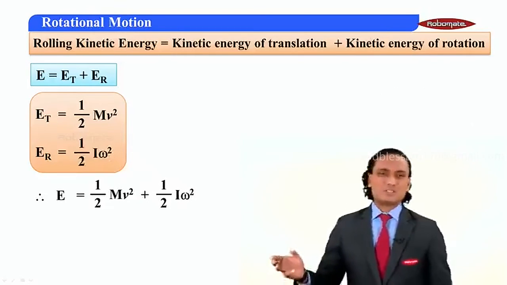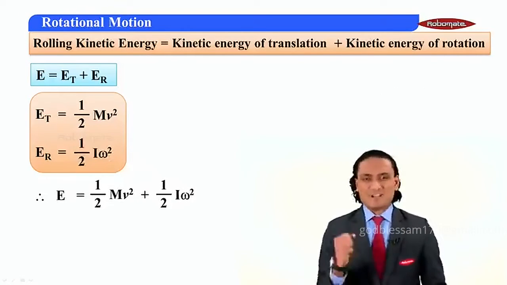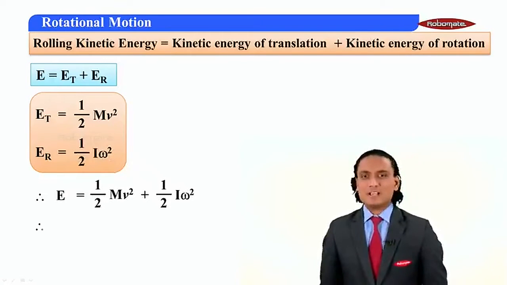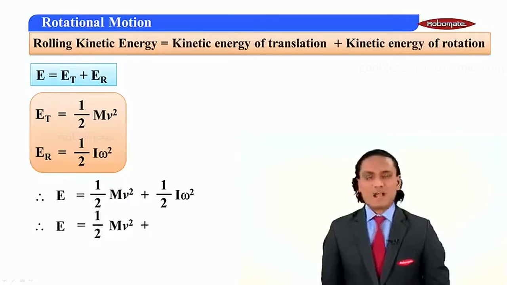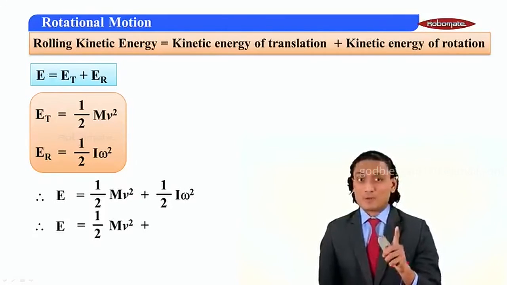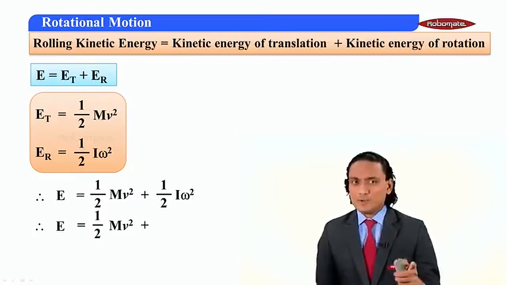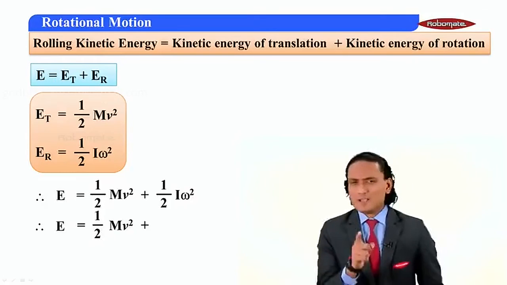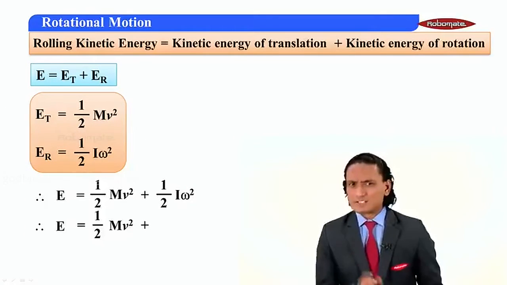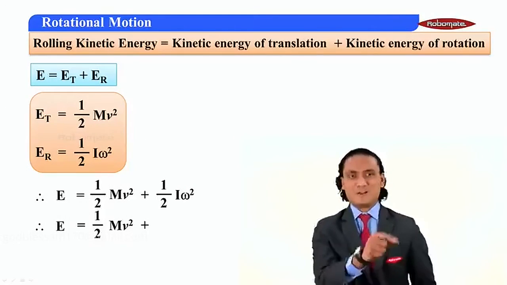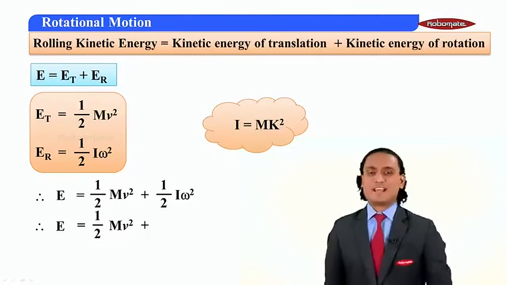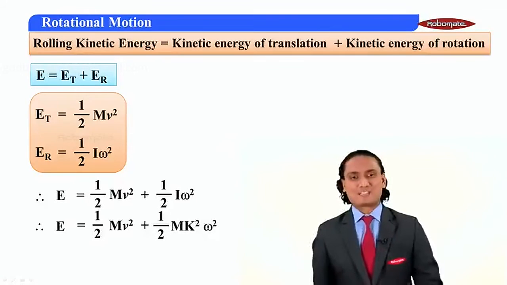After this, students, it is just simplification, and I'm very sure you can easily do this. E is equal to, first, half mv square plus, now hold on. We know the formula for I, the moment of inertia, in terms of the radius of gyration. I is equal to mk square. So if I substitute it over there, I will get half mk square omega square. Is that clear, students?